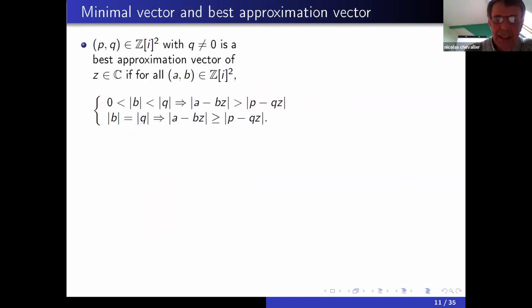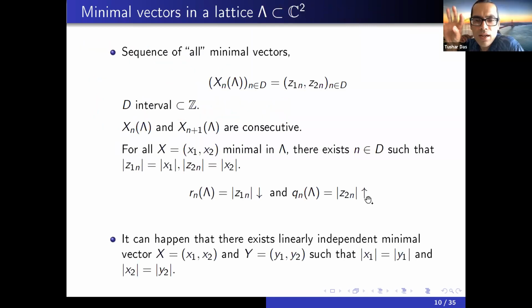Now, one easy thing is the relation between minimal vector and best approximation. I just recall one definition. Sorry, Nicolas, could I ask a naive question about that last thing you said? I just was a little confused because I thought we are only in the positive quadrant. So if you multiply by i.